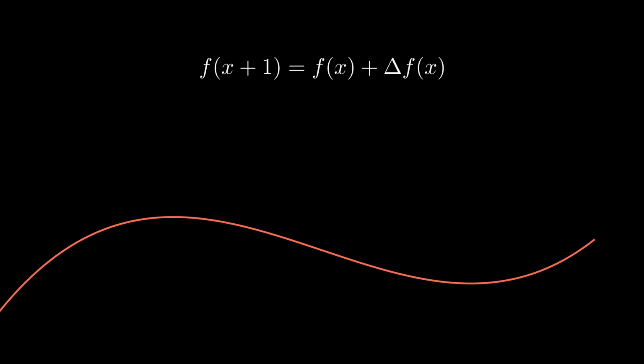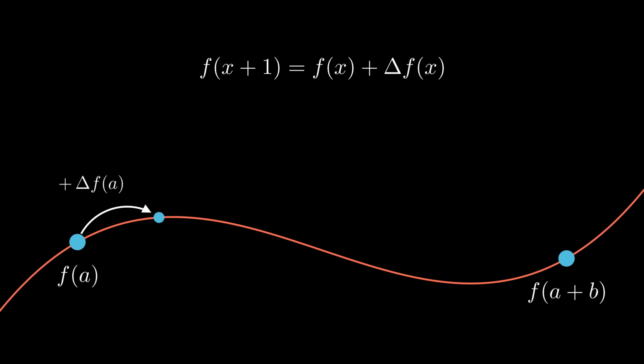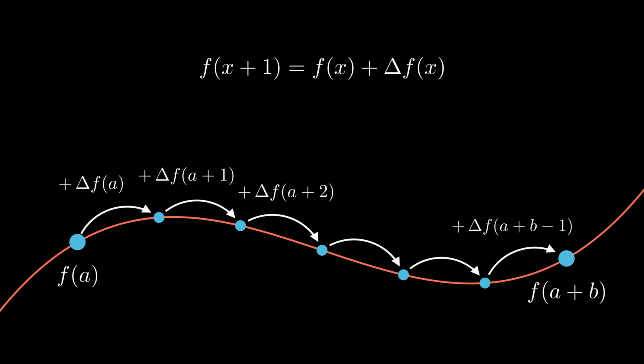So let's say we have some starting point, f of a, and we want to compute f of a plus b, where b is a whole number. By using this formula, we can get there by stepping forward b times. For the first step, we add delta f of a, then we add delta f of a plus 1, and then delta f of a plus 2, and so on, up to delta f of a plus b minus 1.